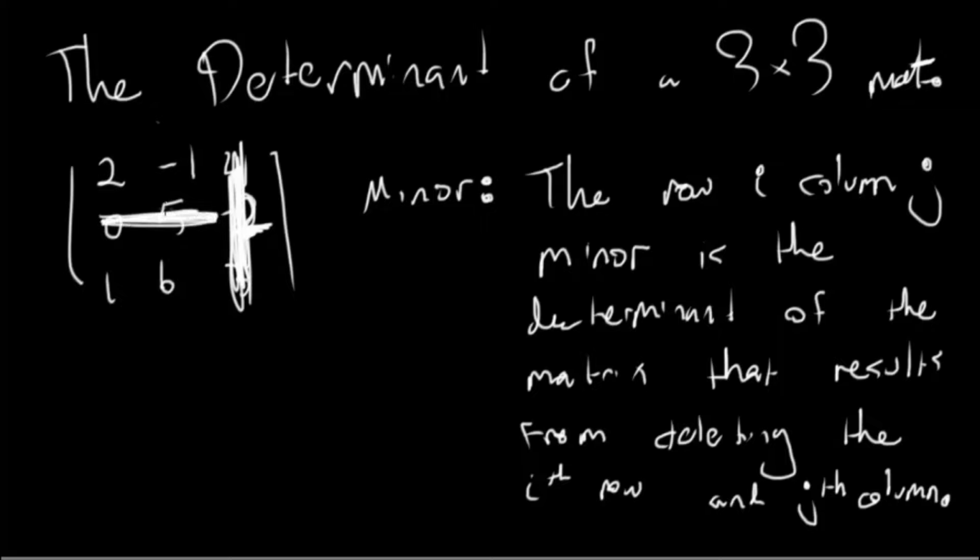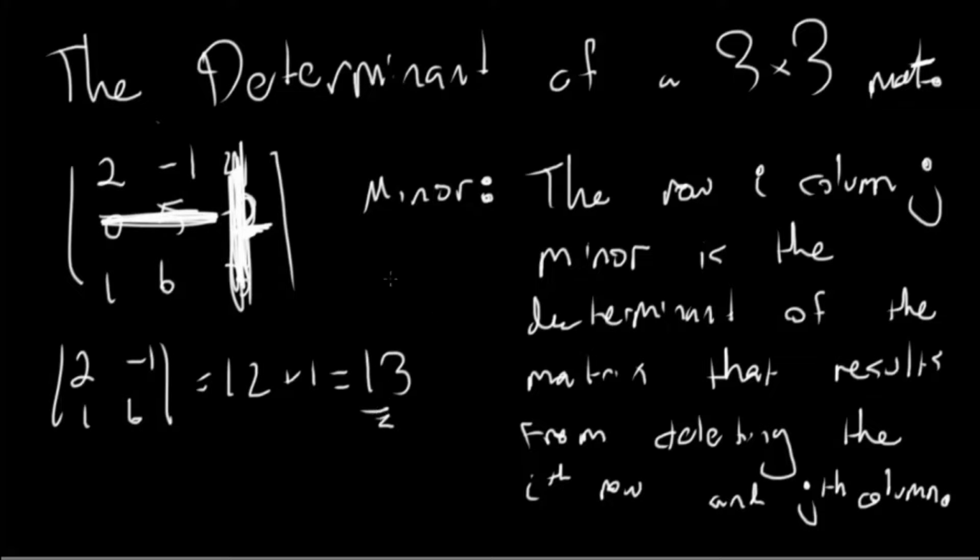I'm going to delete the 2nd row, and I'm left with something that I do know how to compute the determinant of. 2, -1, 1, 6. So that's going to be 12 minus -1 plus 1, that's going to be 13. So the 2, 3 minor here is 13. All right, this process is a little bit strenuous. Let's keep going.